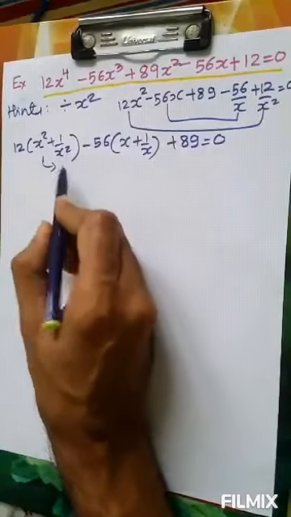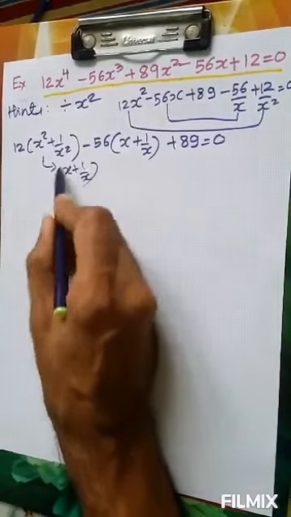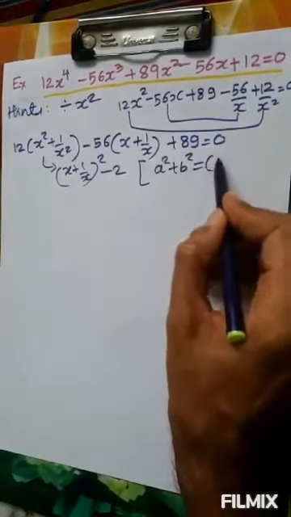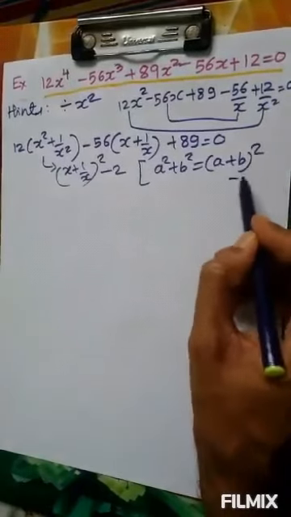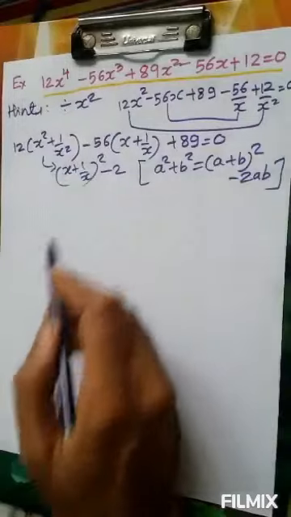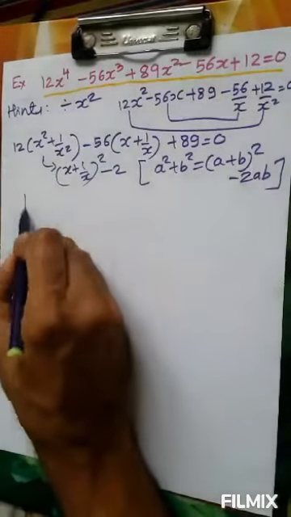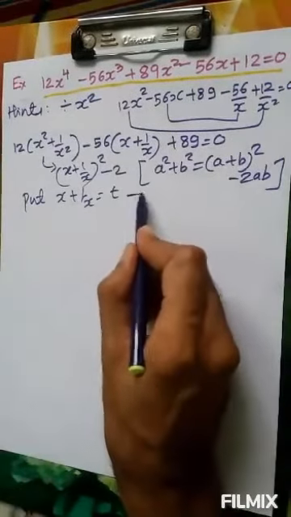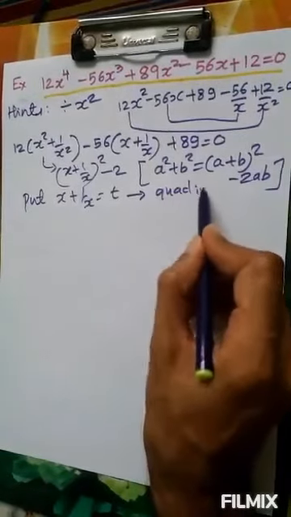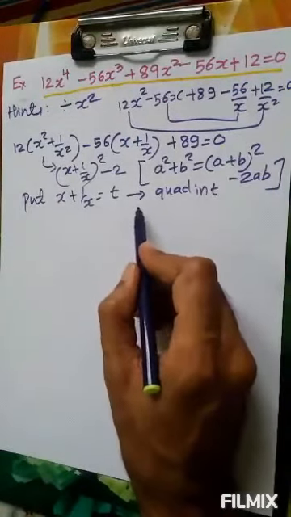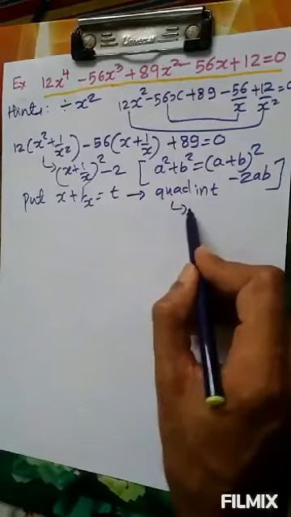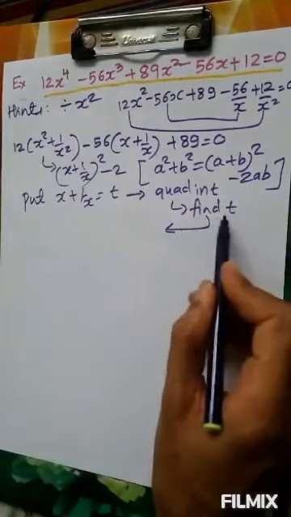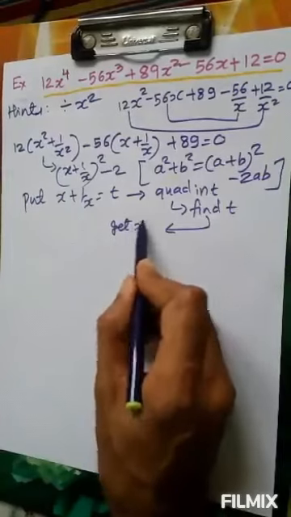Now you can express x square plus 1 by x square as x plus 1 by x whole square minus 2, using the fact that a square plus b square is a plus b whole square minus 2ab, where a is x and b is 1 by x. Now put x plus 1 by x equals t and solve. You will get a quadratic in t, and after solving it you will get t, and then again find x. After finding t, solve for x.